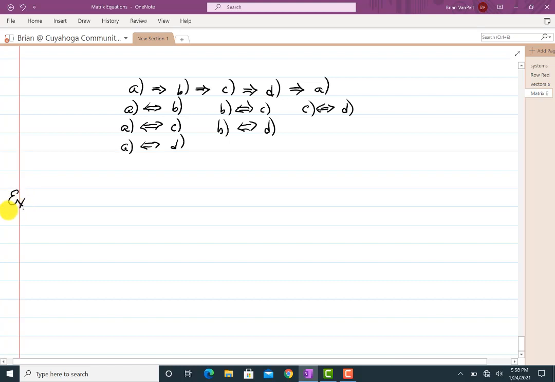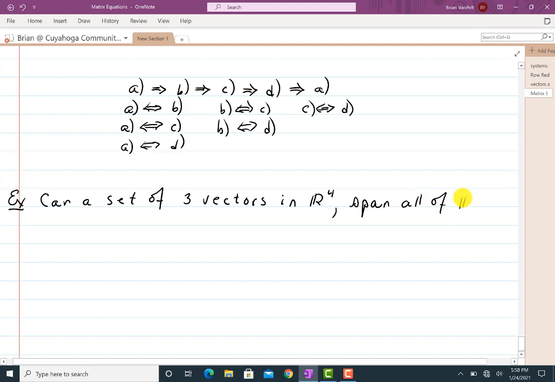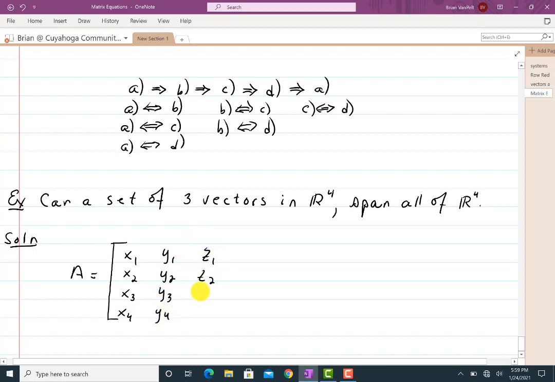Let's do an example. Can a set of 3 vectors in R4 span all of R4? So let's take a look. We want 3 vectors. Let's create a matrix with those 3 vectors. And we're in R4, so x1, x2, x3, x4, y1, y2, y3, y4, z1, z2, z3, z4. So I have 3 vectors in R4. I've decided to make a matrix out of them. So notice that we have more rows than we have columns.